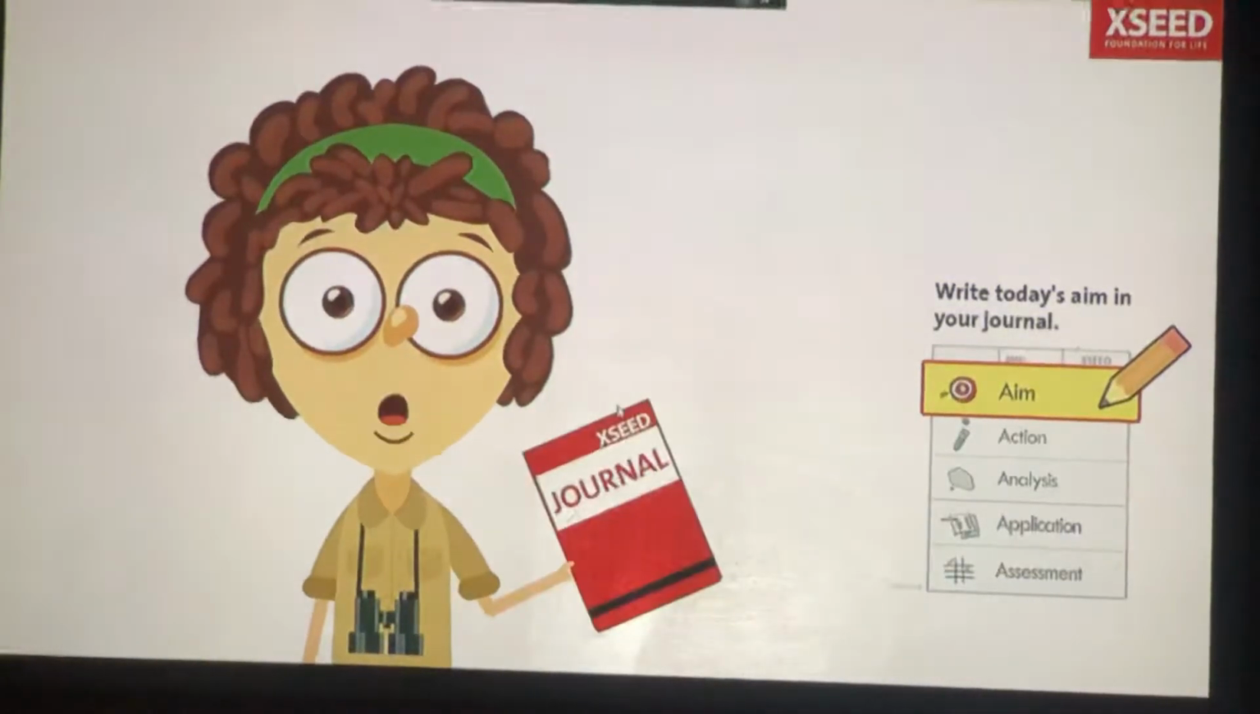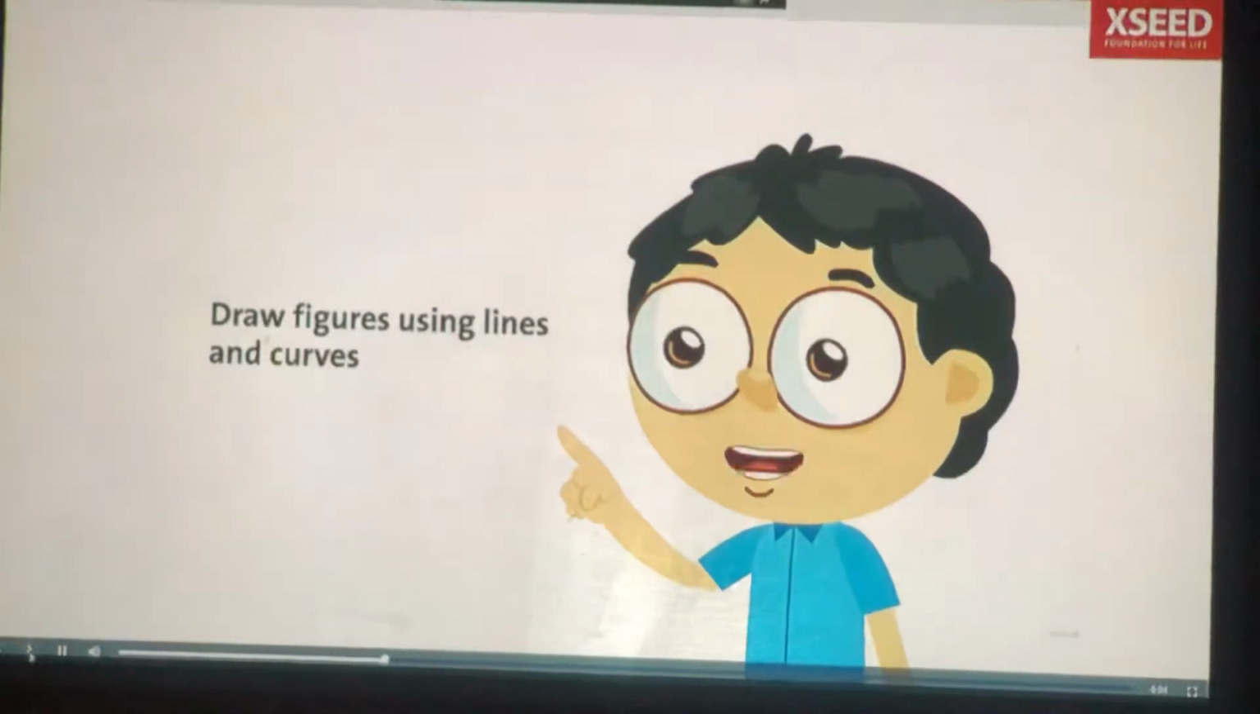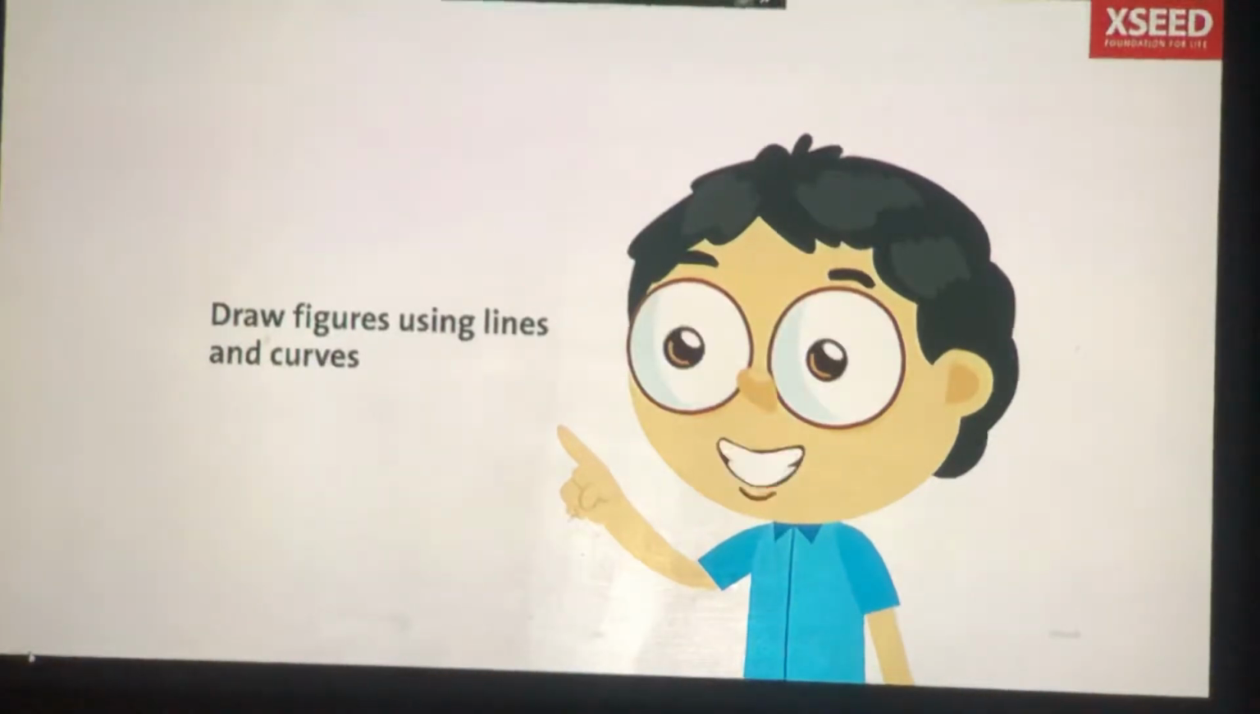Now, write in your journal, what is the aim of the class today? I have written down what we are going to learn today.